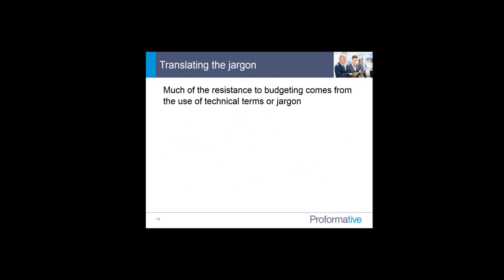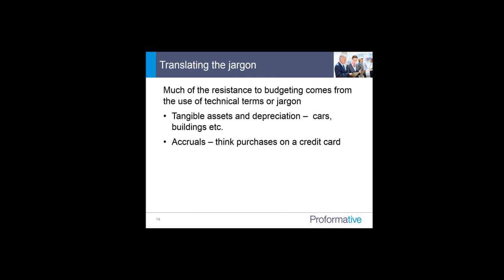Now, one of the things that we can do to make our lives easier and to help the operational groups break down the barrier to budgeting is to resist the temptation to use the jargon that we're so familiar with. So, things like tangible assets, accruals. We can explain that to people by saying, you know, it's like buying something on a credit card. It's amazing how often when you sit down and try and build a budget with people that they actually start thinking in cash terms and say, well, the bill isn't payable until three months' time. Yeah, but you spent the money now.